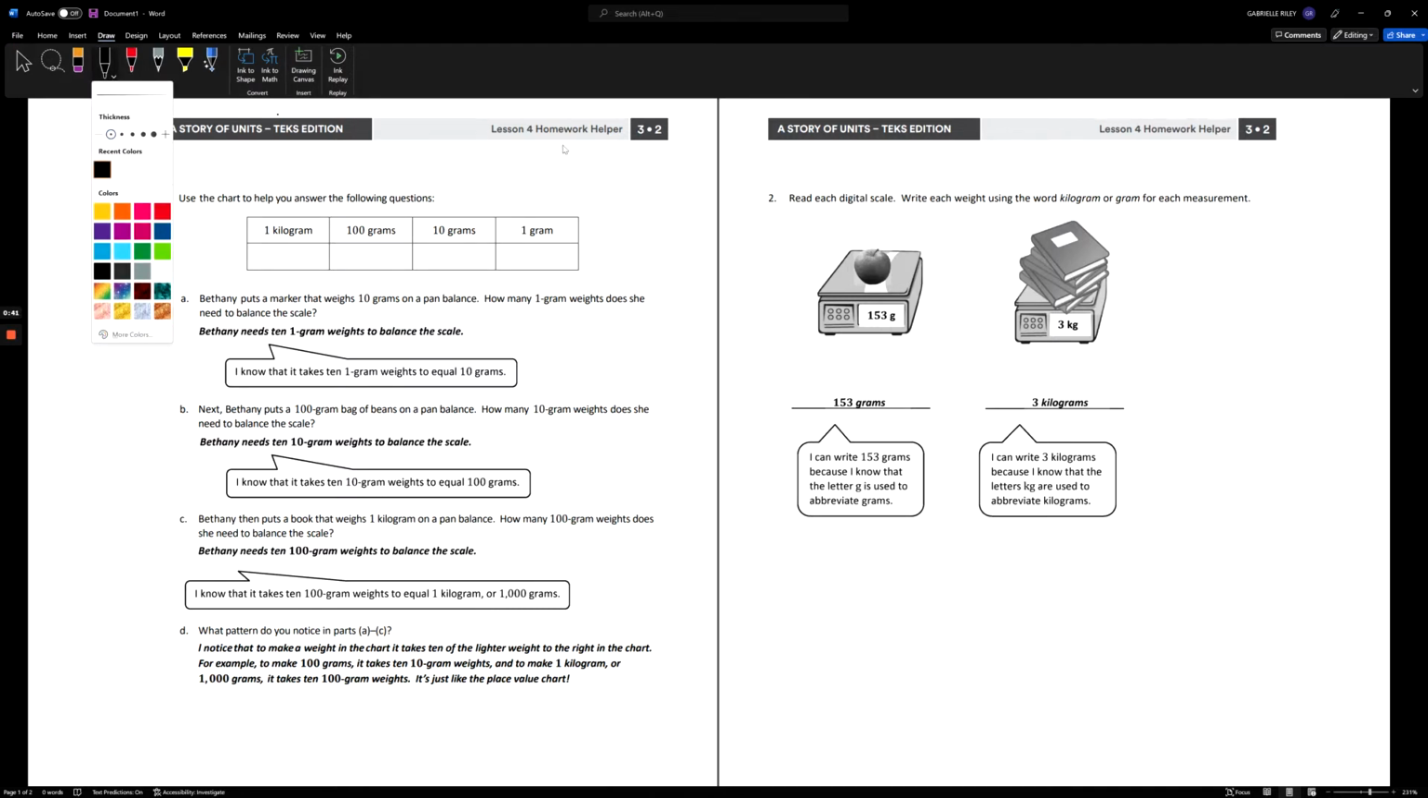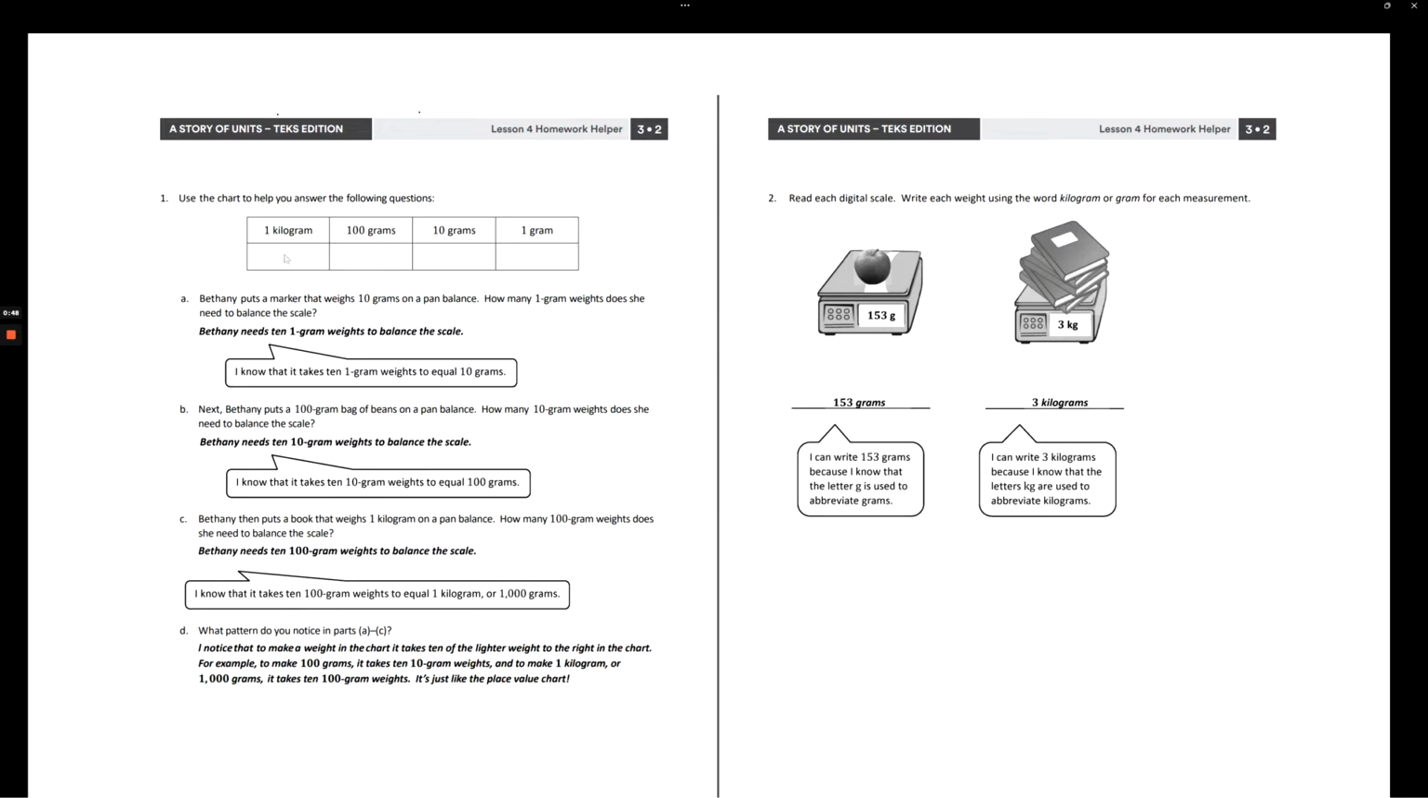Okay, so this is one of the lessons we learned in the past week about kilograms. As we can remember, 1 kilogram can be broken down or decomposed into grams. 1 kilogram is 1,000 grams. Then we have 100 grams, 10 grams, and 1 gram. And we can break these down into groups of 10.